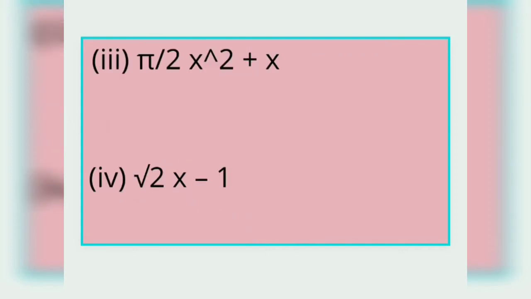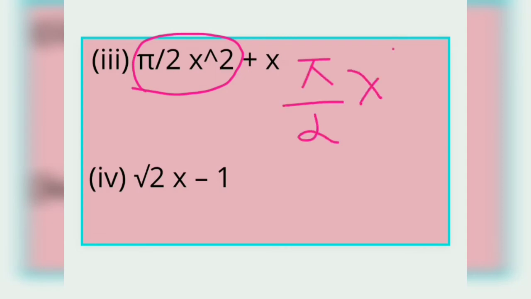Move to the next one. Pi by 2 x square plus x. We have to just find out the coefficient of x square, right? So pi by 2 will be my answer, because this is the only coefficient of x square. That is why pi by 2 is the coefficient.